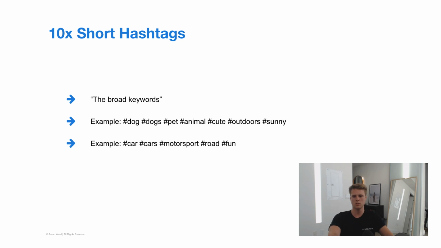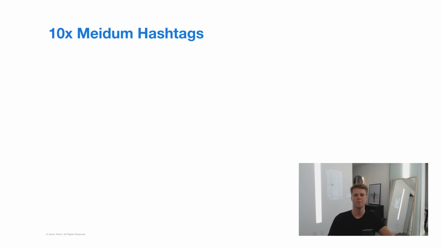Another example, to not just keep running with the dog: if you were uploading pictures of cars, you could use hashtag car, hashtag cars, motorsport, road, fun, just really broad keywords in general, nothing too hard to find here on Instagram.